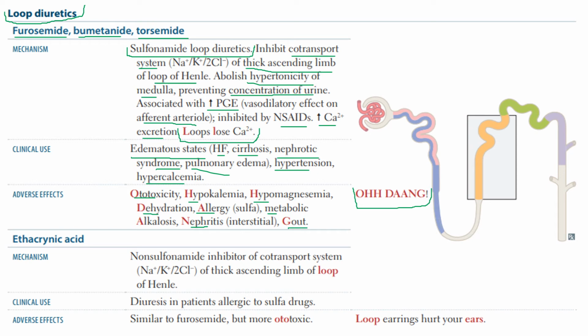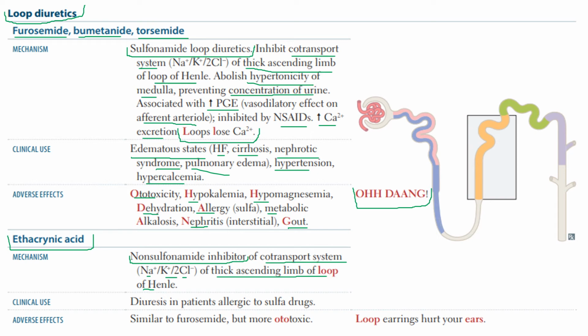Now we'll talk about ethacrynic acid, which is a non-sulfonamide inhibitor of the cotransport system of sodium, potassium, and chloride, which also acts on the thick ascending loop of Henle.